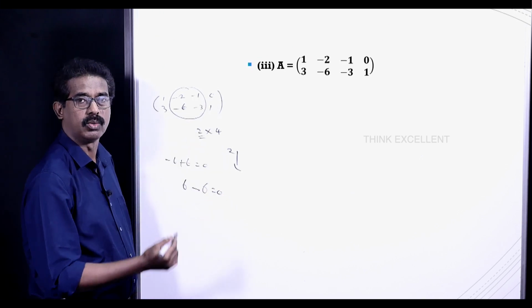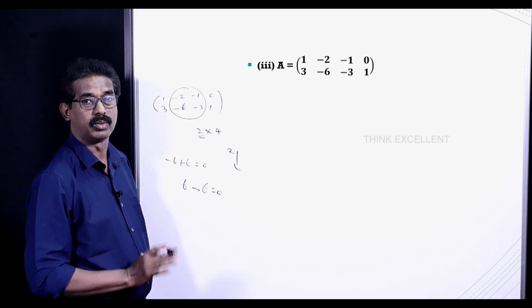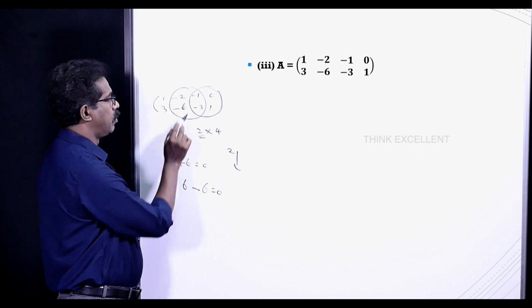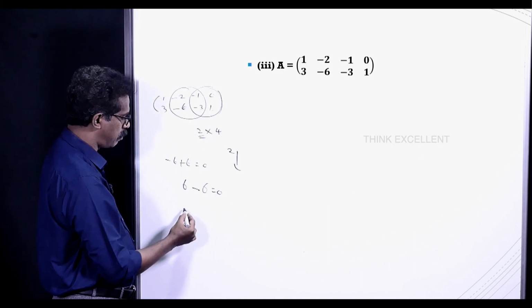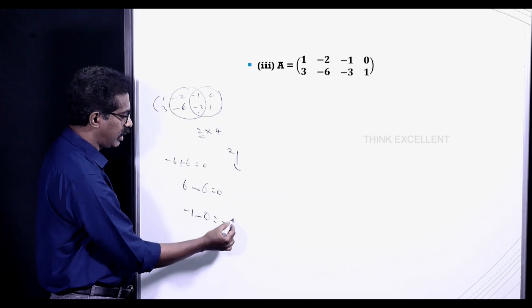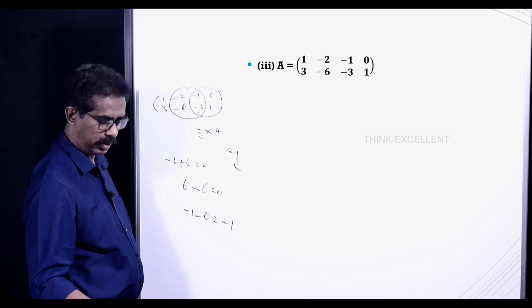Sometimes what happens, you find the first 0, the second also 0. Then we confirm, right? Everything is 0, so the rank cannot be 2. But don't check everything. You take this one. Minus 1 into 1, minus 1. Minus 0 into anything is 0. So what you are getting? Minus 1, which is not equal to 0. You have to be very careful in this one, okay?